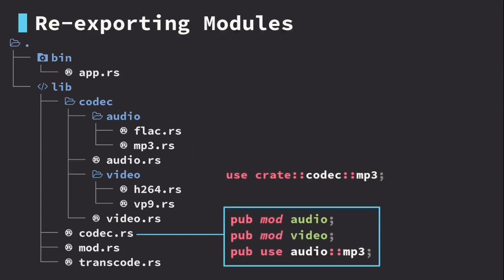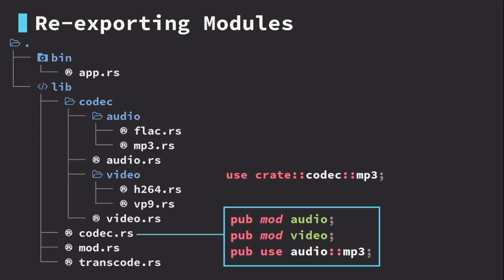Sometimes modules can become nested fairly deep within the module hierarchy. When this happens, it's possible to re-export modules to a different point within the hierarchy. This is accomplished with the use keyword that we've been using so far. Whenever this keyword is used, it's possible to access the module from that specific point in the hierarchy.